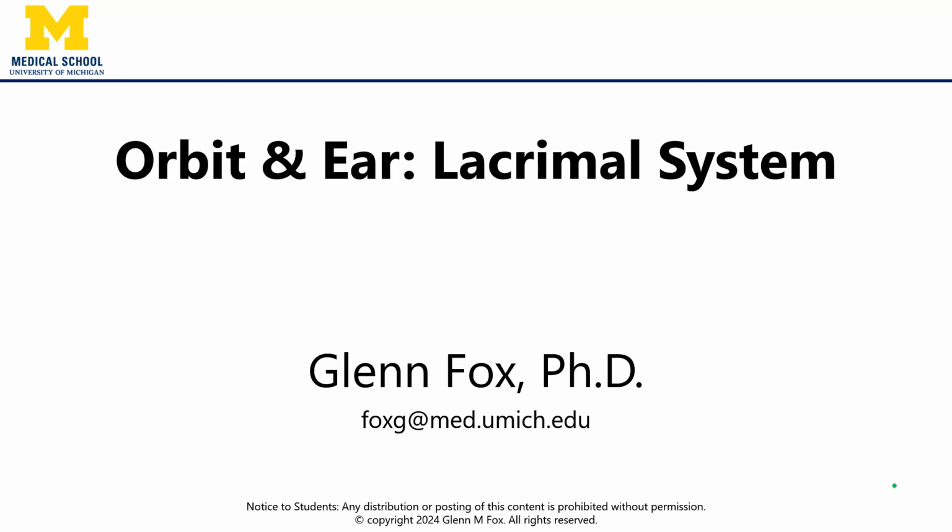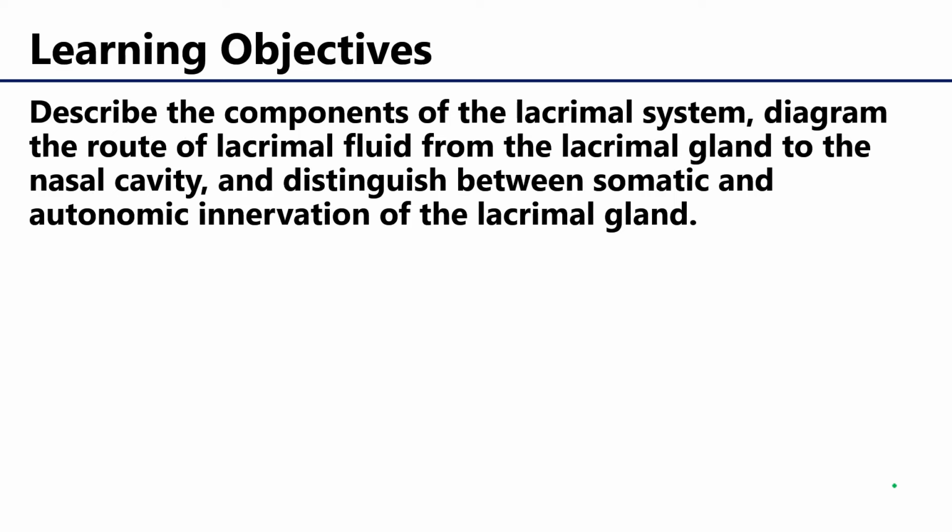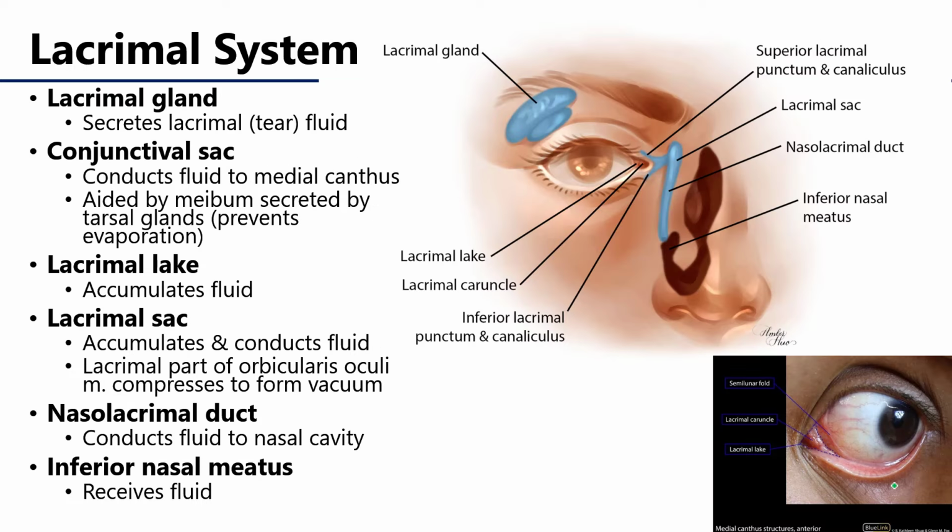Let's talk about the lacrimal system. In this video, we'll discuss the components of the lacrimal system. We'll diagram the route of lacrimal fluid from the gland to the nasal cavity, and we'll distinguish between somatic and autonomic innervation of the gland. So let's start with the story of tears.